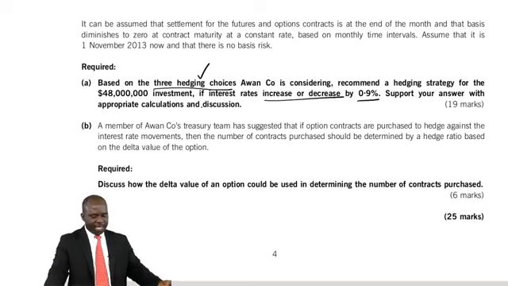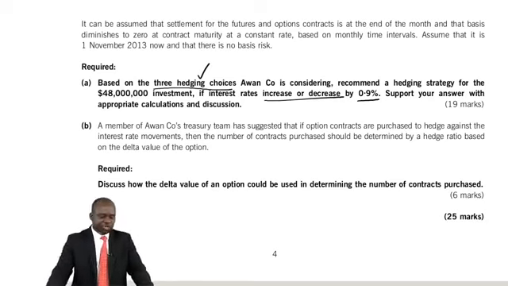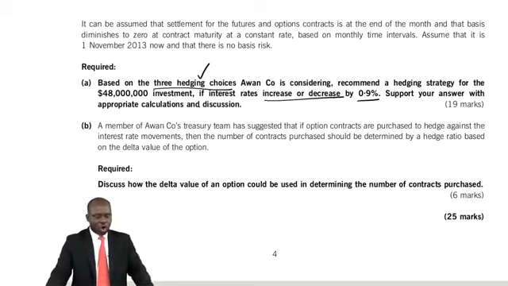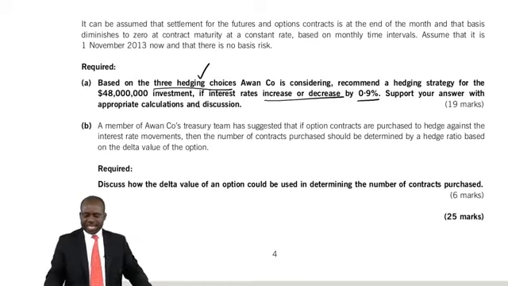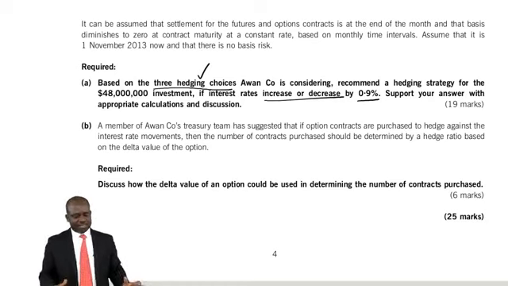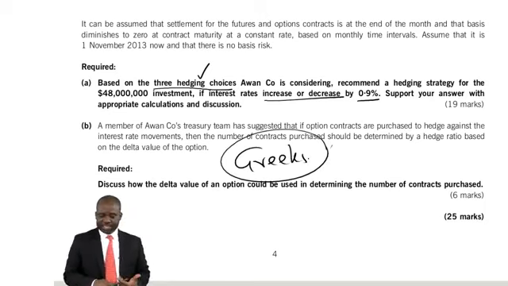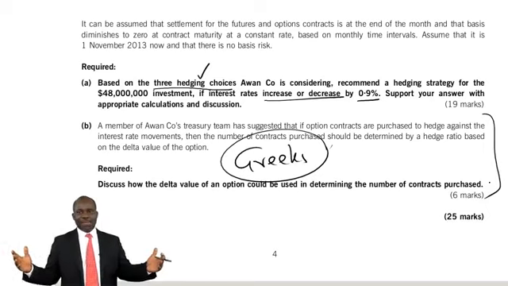Then B: a member of R1 Co's treasury team has suggested that if option contracts are purchased to hedge against the interest rate movement, then the number of contracts purchased should be determined by a hedge ratio based on the delta value of the option. Discuss how the delta value of an option could be used in determining the number of contracts purchased. 6 marks. This is coming from the Greeks. This 6 marks is the straightforward one. If I'm sitting down there, the B doesn't depend on the A. I will answer the B, get the 6 marks.